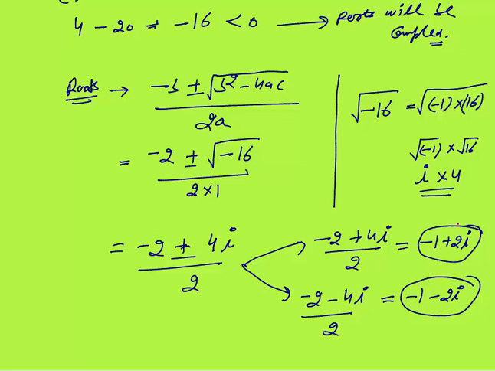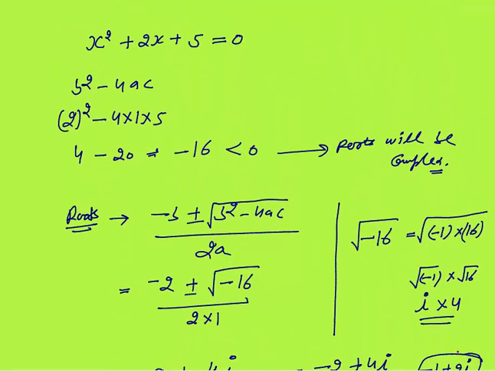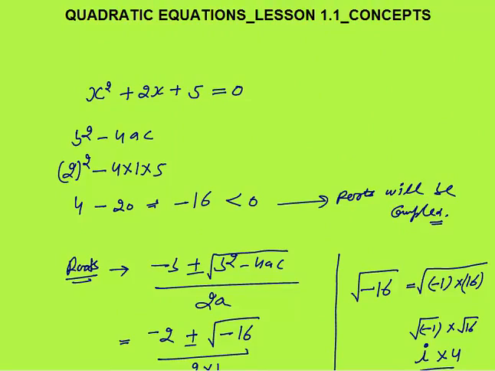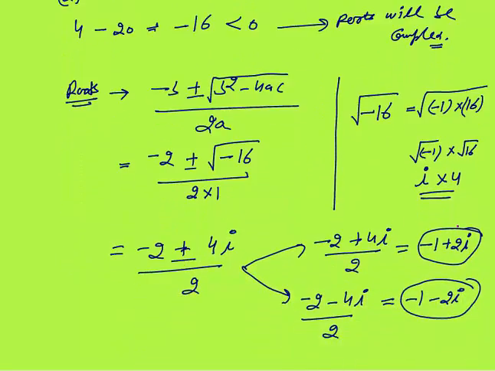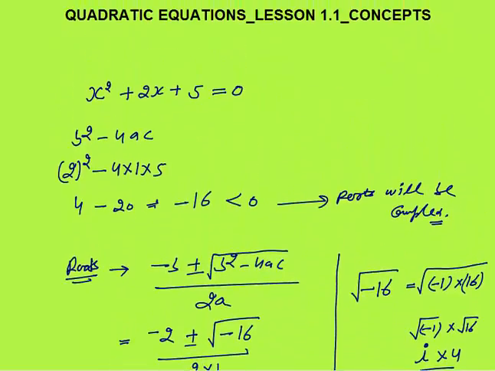These are not in our aptitude syllabus. So you should know that is the only thing. Basics must be known to you: complex roots occur where b square minus 4ac is less than 0.